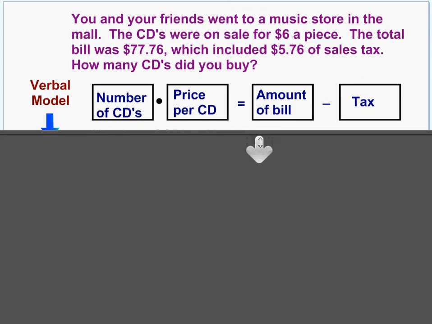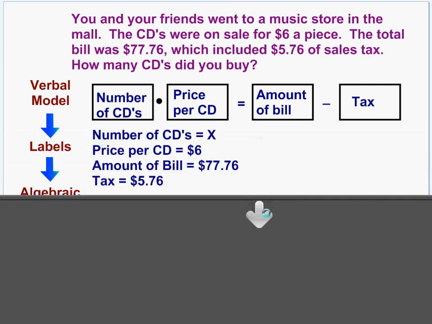Okay, the first step, verbal model. Well, I would take the number of CDs times the price. That's going to be equal to the amount of the bill minus the tax. You have to take the tax out of there, because all we want to know is how much money was spent on CDs. So your number of CDs times your price per CD is going to equal your total minus the tax. Okay, take that tax out.